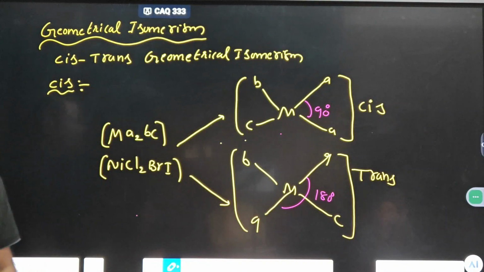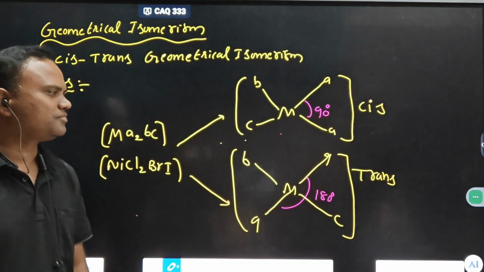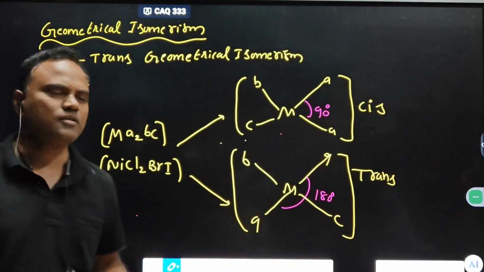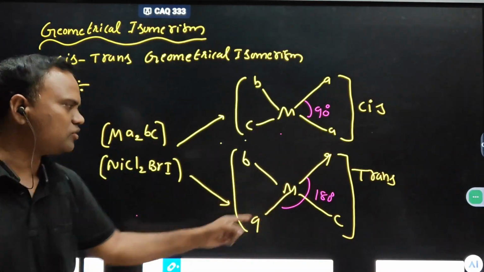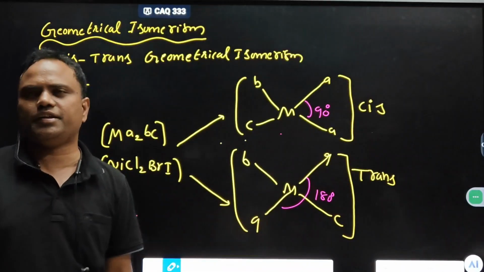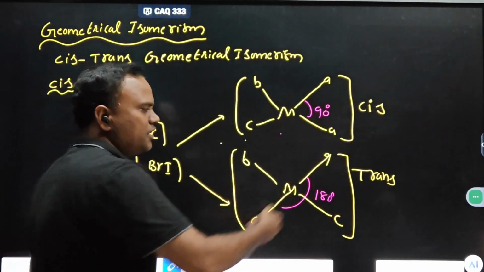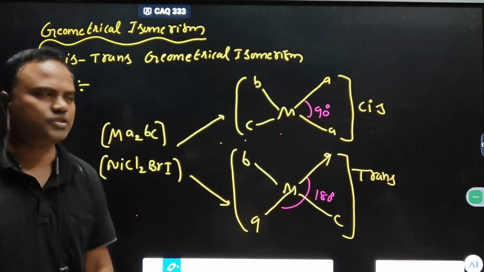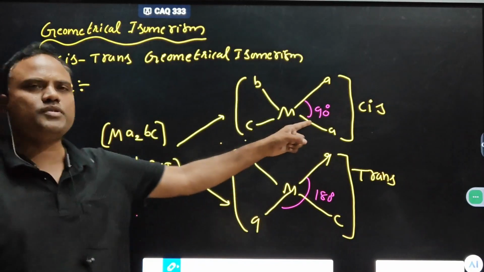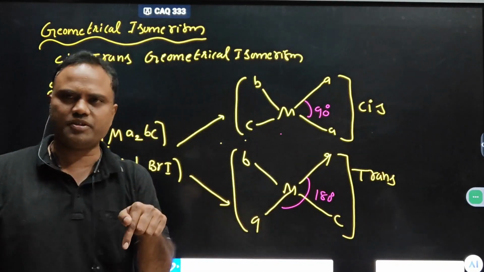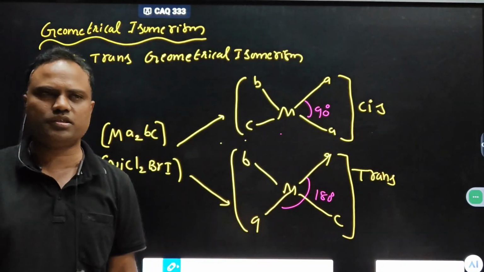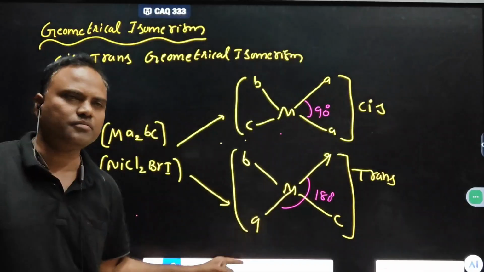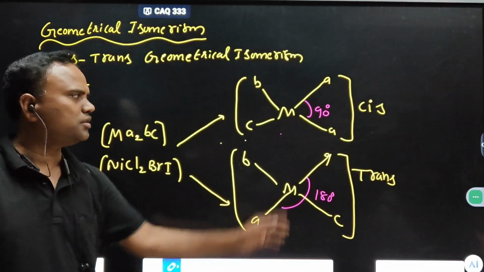So it is very easy to define cis and trans isomers, right? The complex in which two similar groups are arranged at 180 degrees. Correct or not? Angle is 180. Very simple definition for cis and trans. The complex in which two similar groups are arranged at 90 degrees is cis. The complex in which two similar groups are arranged at 180 degrees is called trans.